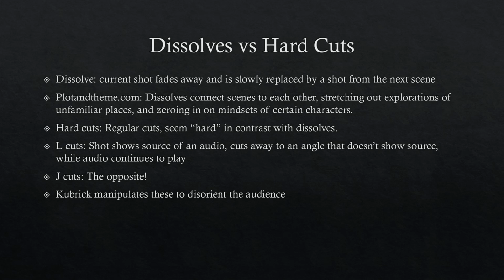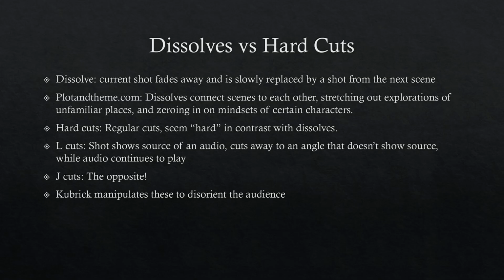And Kubrick also uses this interesting technique called L and J cuts. Now, L cuts are when a shot shows a source of audio and then cuts away to an angle that doesn't show the source of the audio, but the audio is still playing. And J cuts are the exact opposite. J cuts occur when a shot is shown and audio is playing, but we can't see where it's from. Then the cut occurs and we are shown the source of the audio.